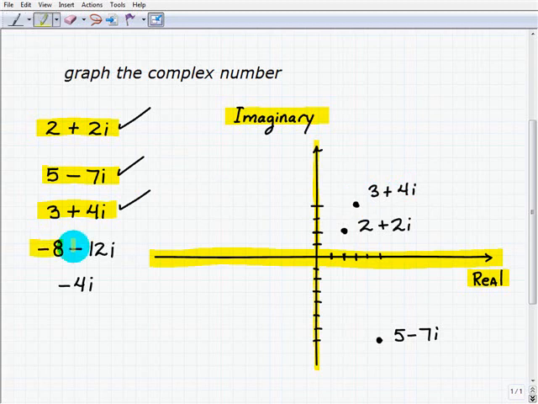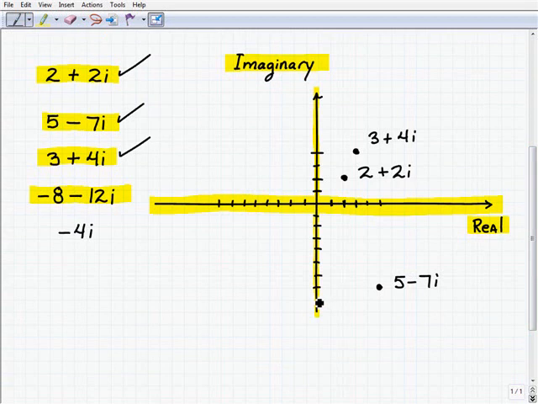All right. Negative 8 minus 12i. So negative 8 on the real: 1, 2, 3, 4, 5, 6, 7, 8. I'm kind of estimating here as far as the coordinates on the real and imaginary axes. So that's negative 8 and negative 12. This was negative 7, so let's go down here and give ourselves some more room: negative 7, negative 8, negative 9, 10, 11, 12. So somewhere right about there, we can call that point negative 8 minus 12i on the complex plane.